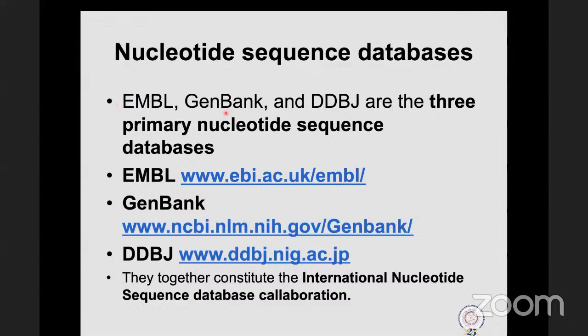GenBank, EMBL, and DDBJ are the 3 primary nucleotide databases. The interesting thing is that on a daily basis, all 3 databases exchange data among themselves, so that every data replica is available at different locations. If I submit my genome data to GenBank at NCBI, by the next day it will replicate to DDBJ and EMBL, so I can find my data with the same accession on EMBL and DDBJ also.